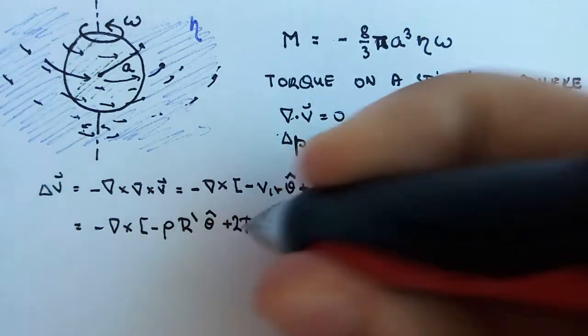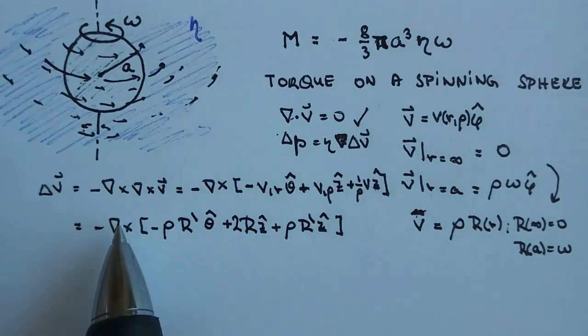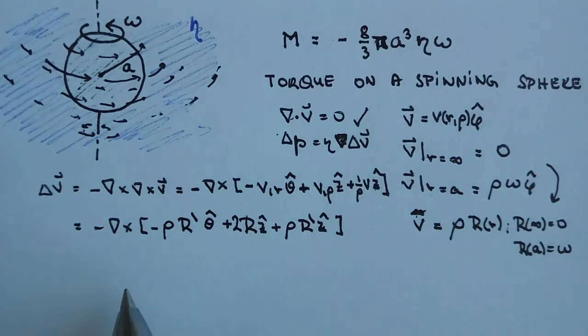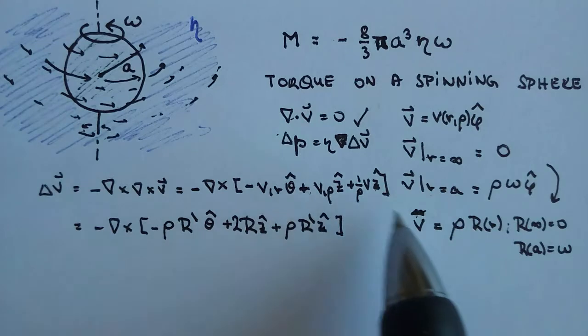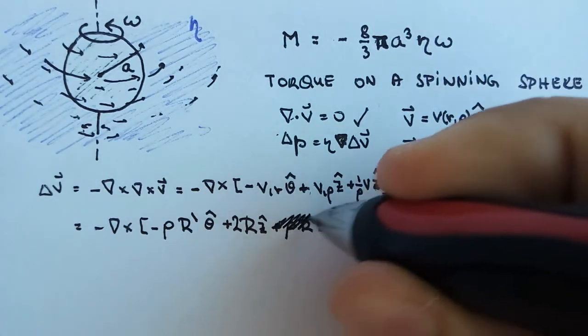So this is the expression, and now we have to take another curl. So the next thing we will do is this, and I think there should be no r prime here, because we are differentiating with respect to rho, so it's only this part. I'm sorry.